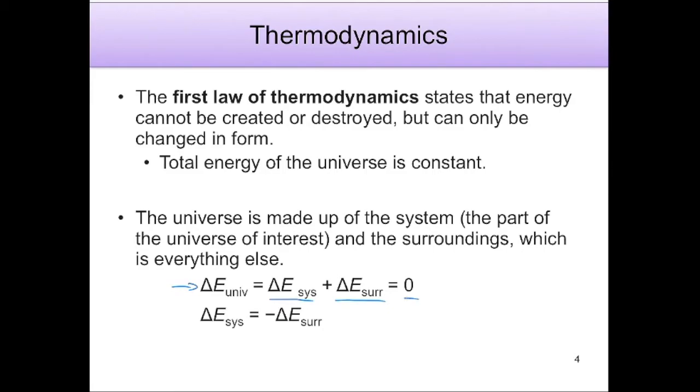So in other words, if we just want to compare the energy changes of the system compared to the surroundings, the change in the energy of the system is going to equal the negative change in the energy of the surroundings. So an example of this could be a combustion reaction that we've talked about previously. So if the reaction is giving off heat, that means that the system, so the reaction itself, is decreasing in energy, right? So if that system is decreasing in energy, then the surroundings must have the opposite sign, so it must be increasing in energy.